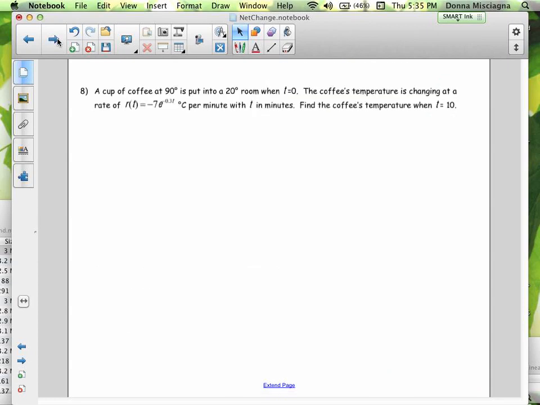A cup of coffee at 90 degrees is put into a 20-degree room where T equals 0. The coffee's temperature is changing at a rate of R of T equals negative 7e to the negative 0.3 T degrees Celsius per minute, with T in minutes. Find the coffee's temperature when T equals 10. All right, so now we have a couple questions that we're going to answer here.